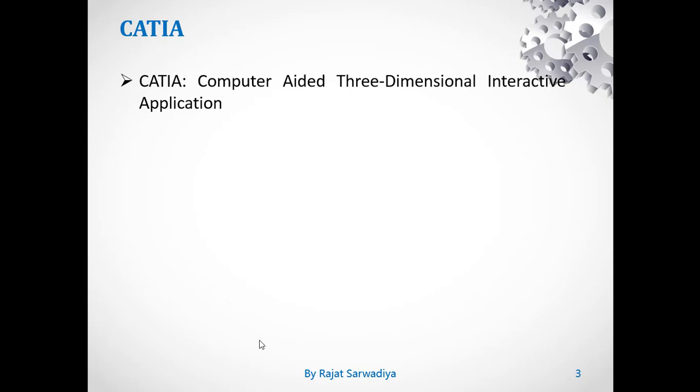Computer aided: simply, we are using computers for our solution, so it is a computer aided application. Three dimensional: as I told you, it is a CAD tool, a computer aided designing tool, so our major focus will be on creating the designs, the 3D models. And interactive application means CATIA allows you to switch between the environments at any point of time.